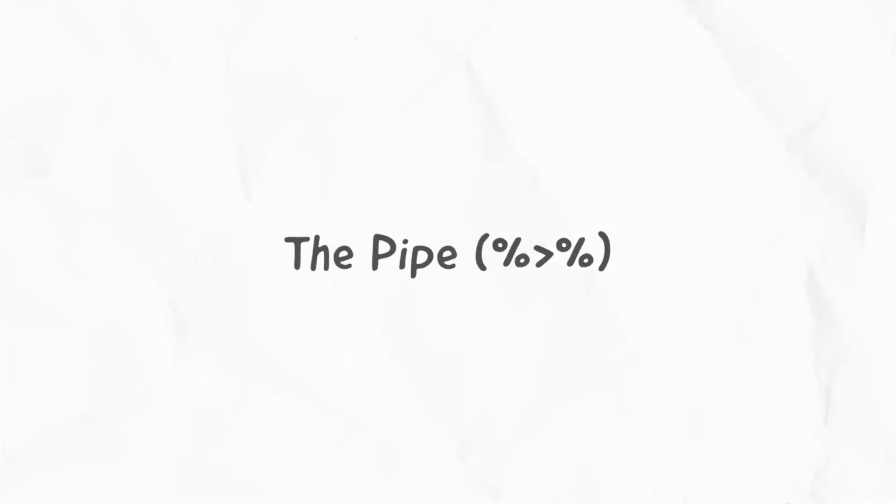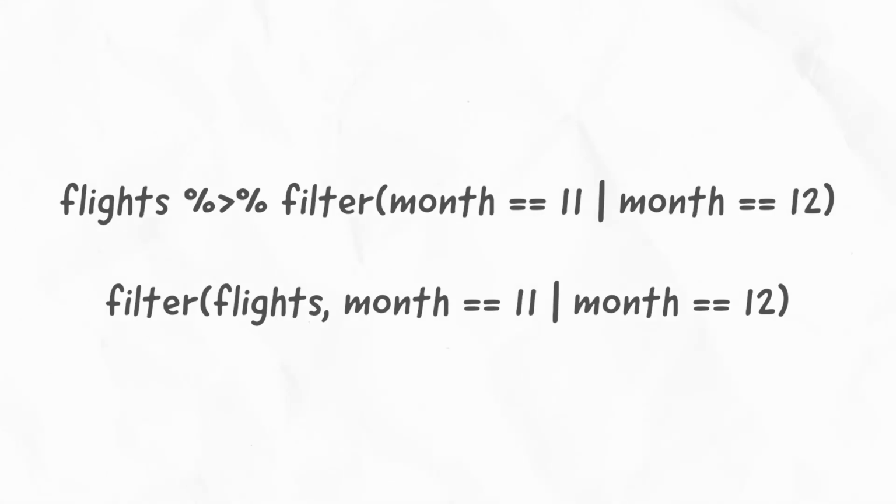Before ending this video, I did want to talk about a really useful operator that comes with the tidyverse. This operator is the pipe. What it does is it takes the result of the left-hand side and uses that as the first parameter of the right-hand side. In this simple example, we take our dataset on the left and then use that in the filter function on the right. Here's the equivalent code without the pipe.